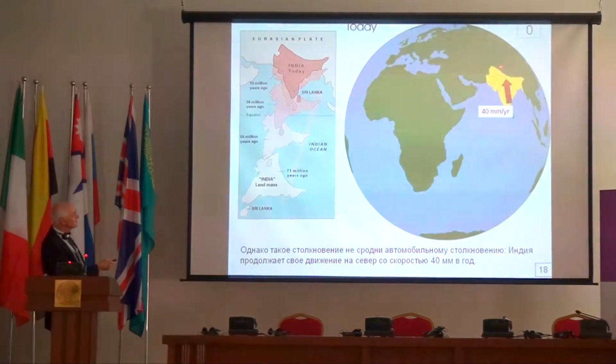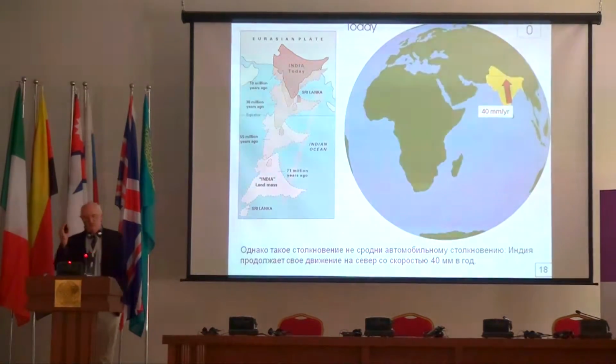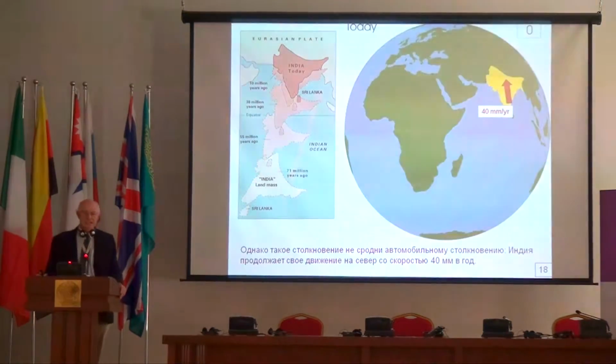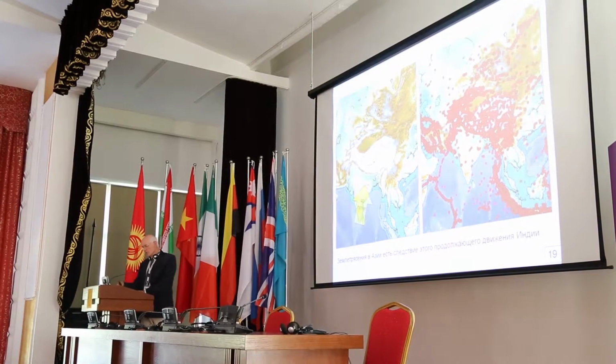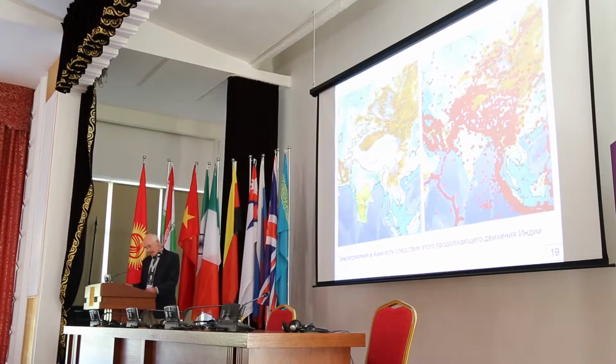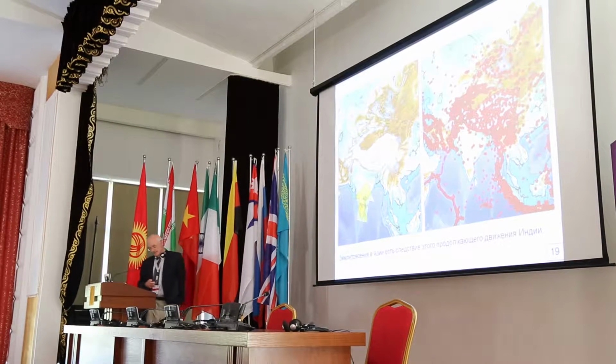And the important feature of this collision is that it is not like a car crash. It has not stopped. It continues at about 40 millimeters per year. So India is moving north into Asia at 4 centimeters per year since the collision 50 million years ago. So this is an important point. What we see now, then, is the mountains and the earthquakes which are caused by the northward movement of India continuing today at 40 millimeters a year.